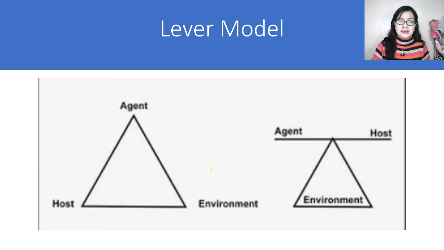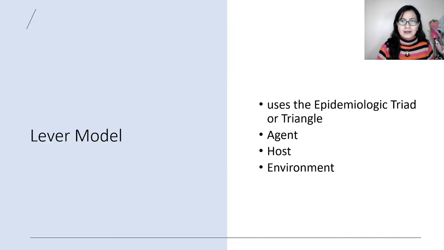But then it says, remember that the environment can either affect the agent or the host, okay? So here you can see that the environment is at the center. So if there is balance between agent and the host, then there's no problem, okay? Because it's balanced. Now, when can it produce or occur into a problem?